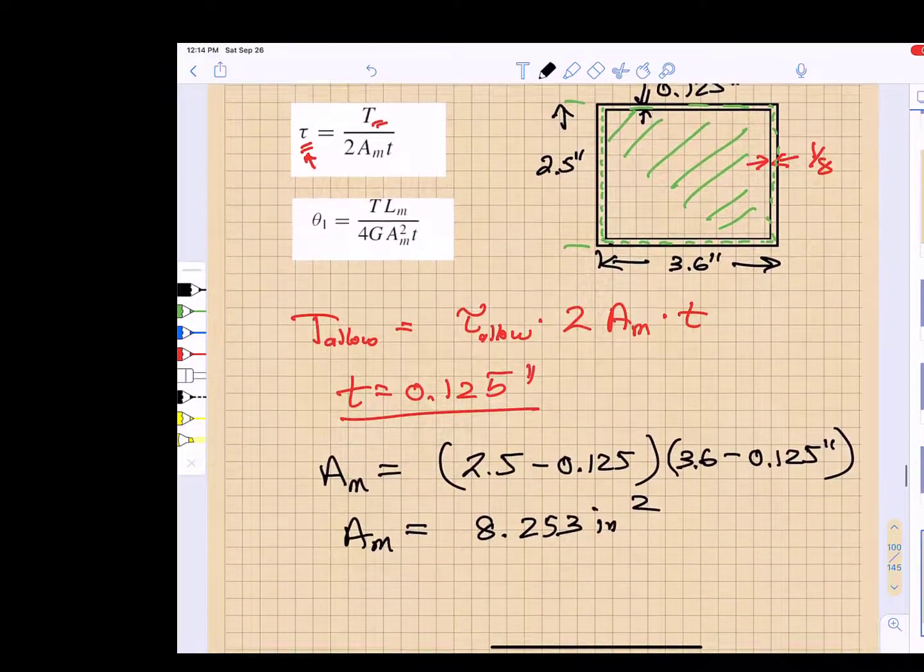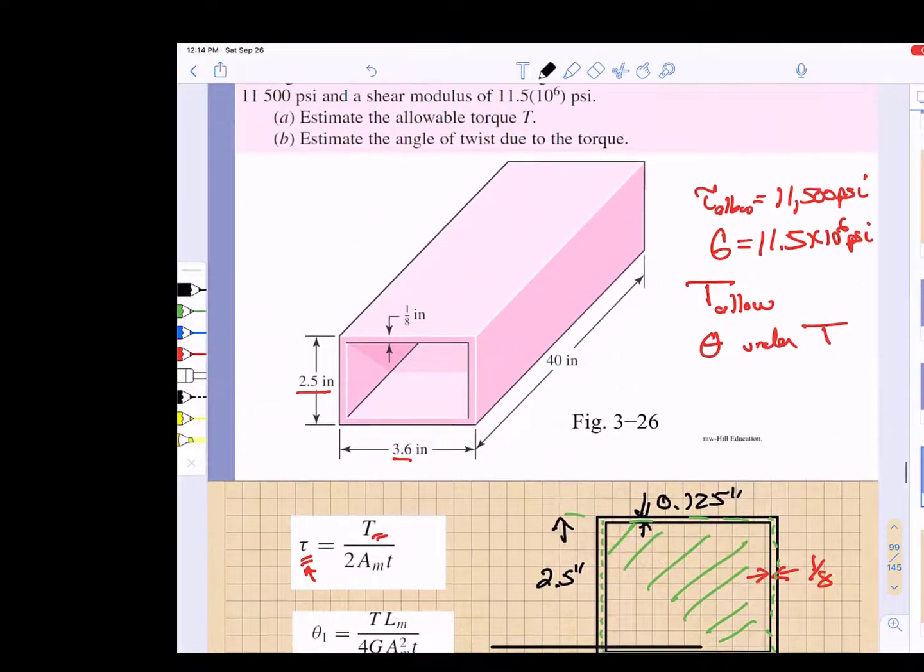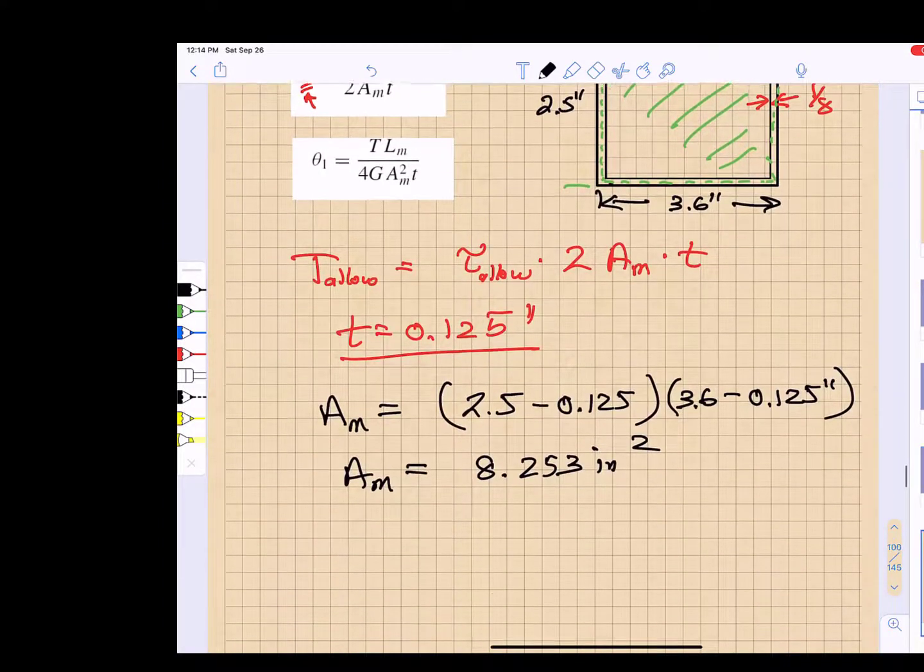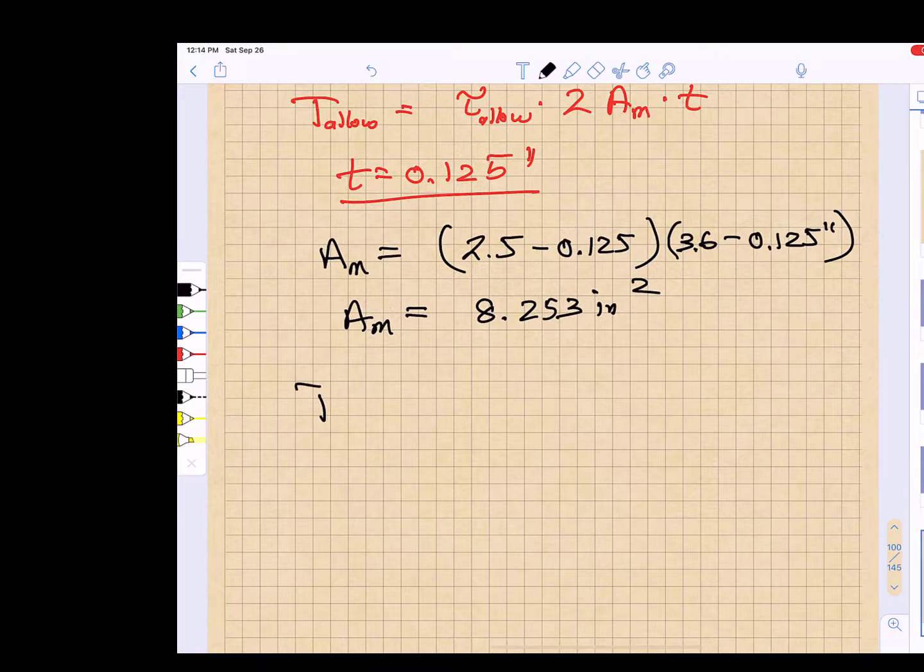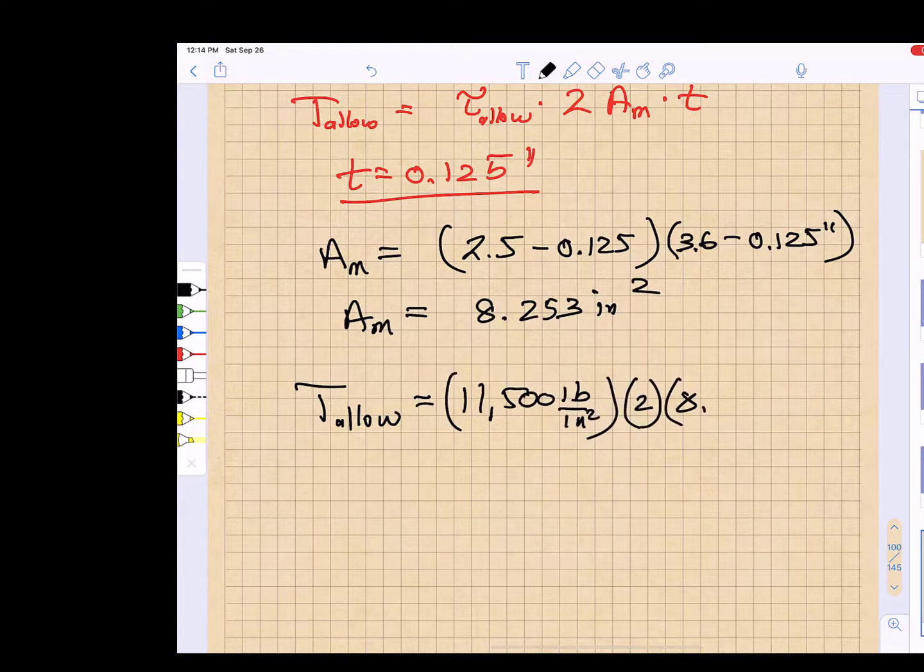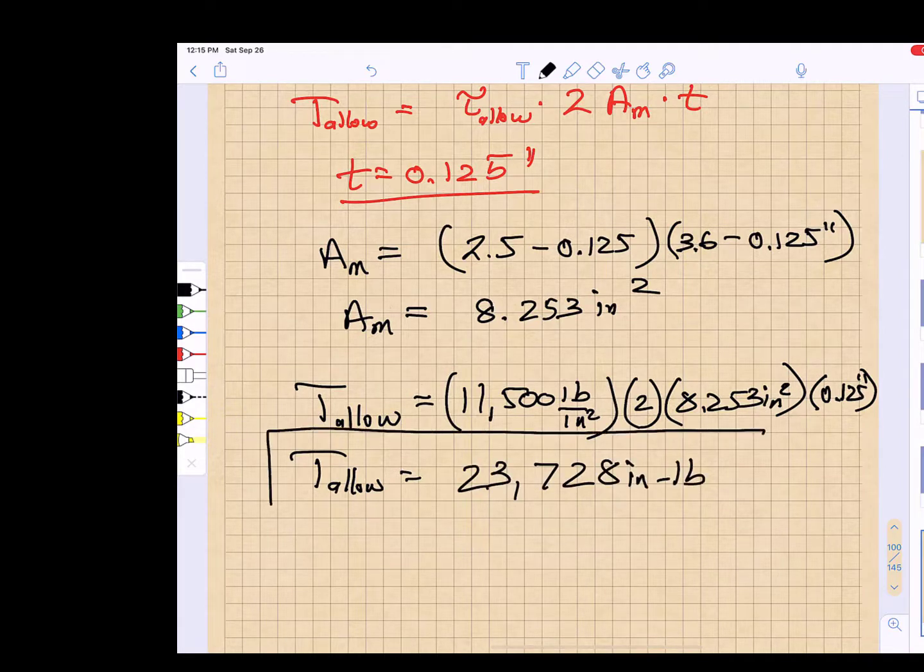So now I have everything I need to find the allowable torque. The only thing that I have to put in there is what that allowable stress was. I said it was 11,500 pounds per square inch. So my allowable torque is simply going to be 11,500 pounds per square inch, multiplied by 2, multiplied by 8.253 inches squared, and multiplied by the thickness of 0.125 inches. That gives me my allowable torque of 23,728 inch-pounds. So there's my first answer.